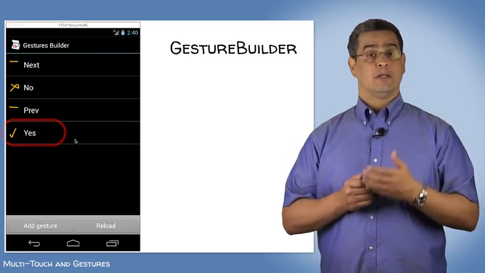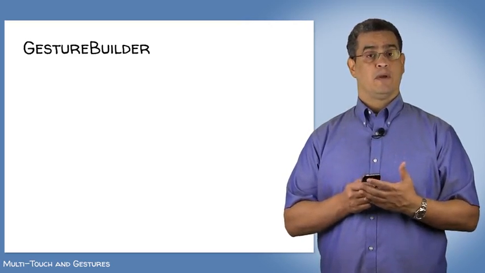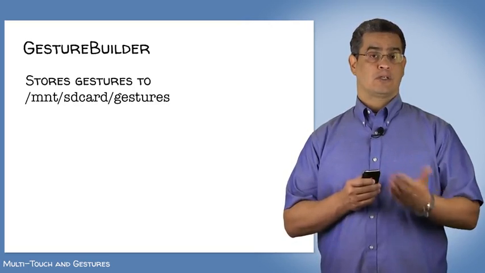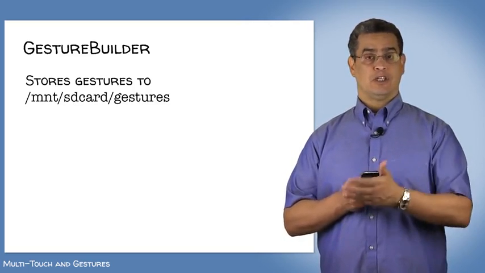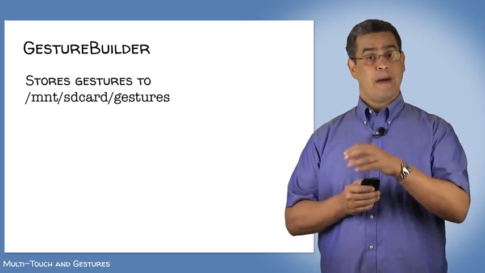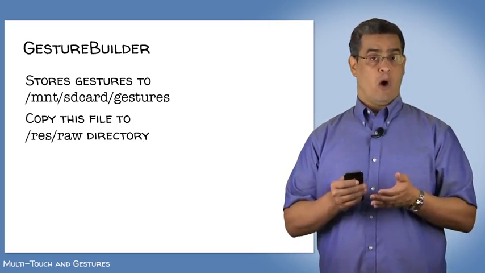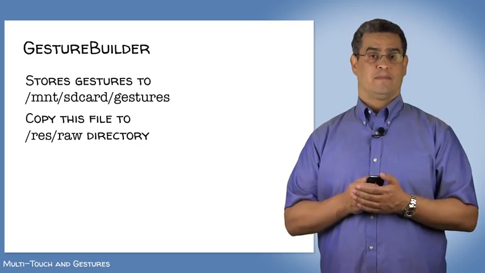On the emulator, Gesture Builder saves your custom gestures to a file called /mnt/sdcard/gestures. To use these gestures, you'll need to copy this file into your application's res/raw directory.